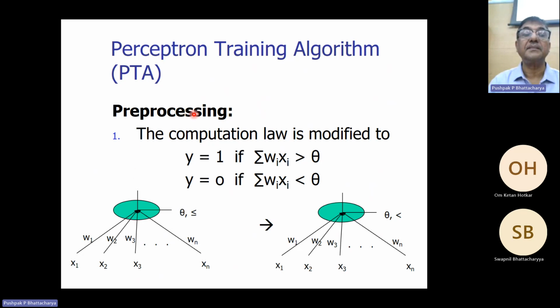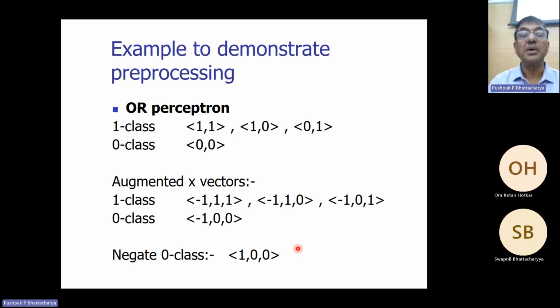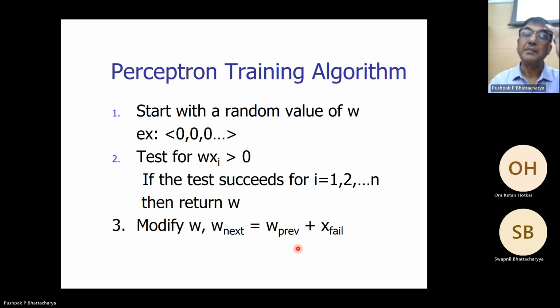Do please remember that the perceptron training algorithm requires some pre-processing. Theta is absorbed as a weight, and then the equal-to test is removed. Then all the zero class vectors are negated. When we do so, we start the algorithm by initializing the weight values. The number of steps taken to converge depends on the initial value and also on the choice of the vectors at each step that we pick up for testing. And the test for w dot xi greater than 0 should succeed for each vector. Then we get the required w vector.